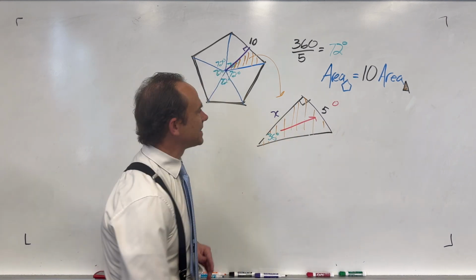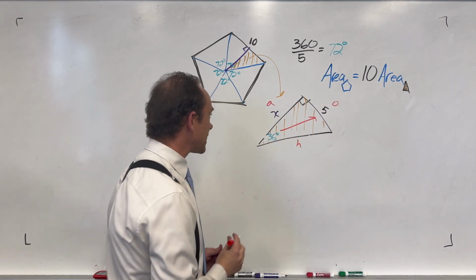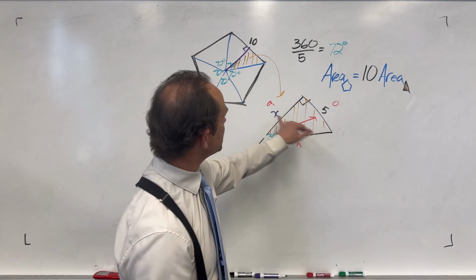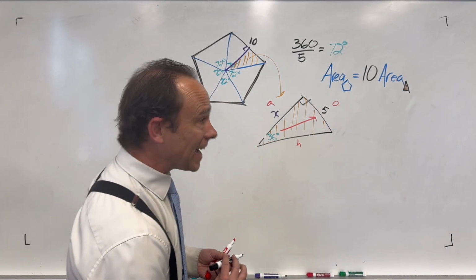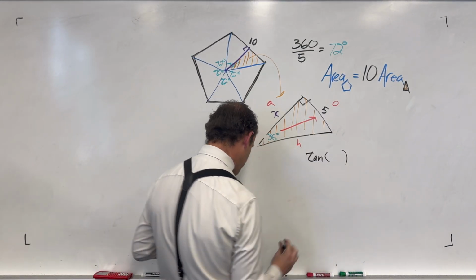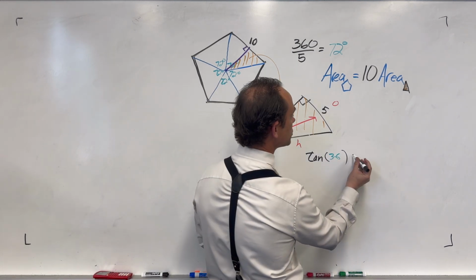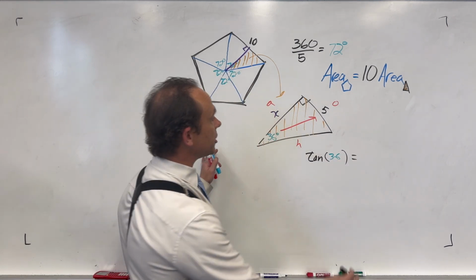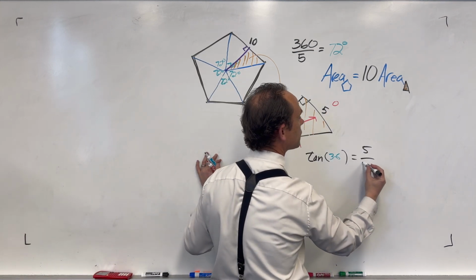Opposite side of the angle 36. The hypotenuse, the adjacent side. So what we have here, opposite adjacent, that's a tangent. So let's solve for x. The tangent of 36 is equal to the ratio of the opposite over the adjacent, so 5 over x.